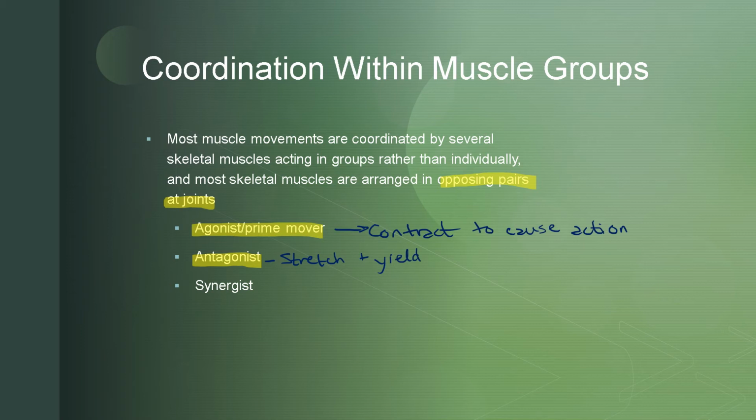Now, to prevent unwanted movements at intermediate joints or to otherwise aid the movement of the prime mover, muscles that are called synergists contract and stabilize the intermediate joints. So an example are muscles that flex the fingers, which are the prime movers. These cross the intercarpal and radiocarpal joints. So intercarpal and radiocarpal joints are going to be considered intermediate joints.